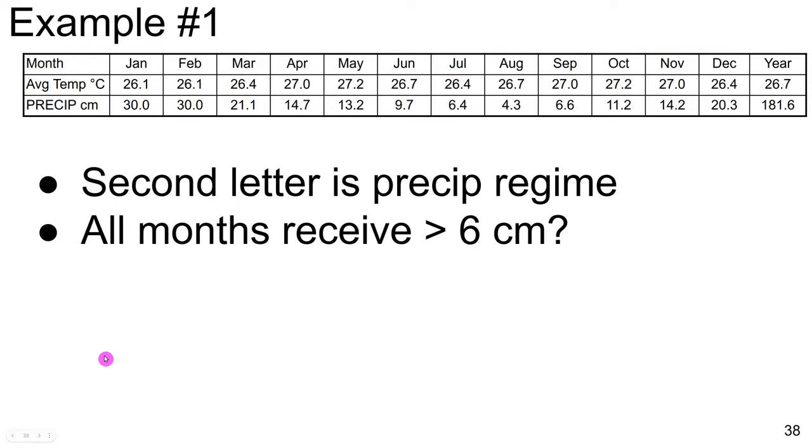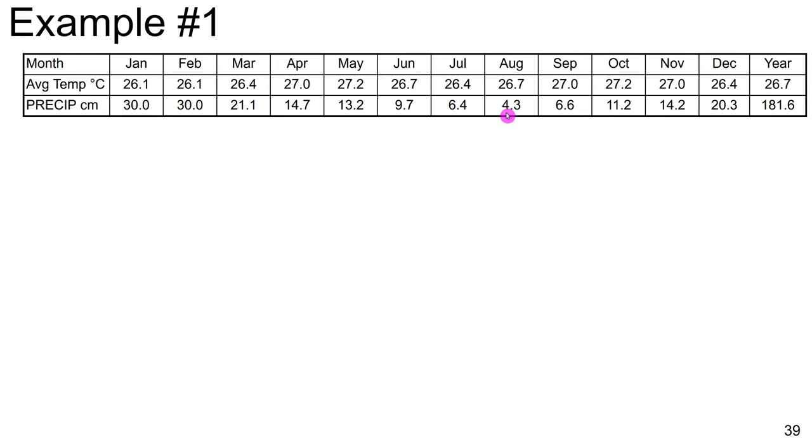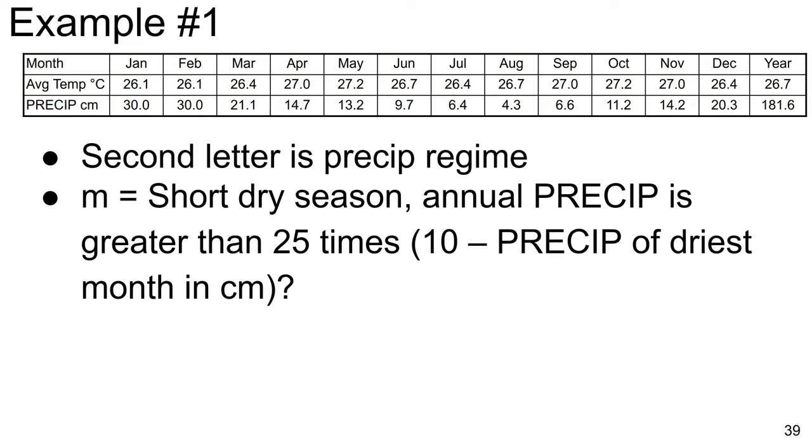So the second letter, do all months get more than 6 centimeters? No, because that month right there is getting 4.3, so it is not an AF. So, does it meet the criteria for a short dry season where annual precip is greater than 25 times 10 minus precip of the driest month? Ooh, let's see.